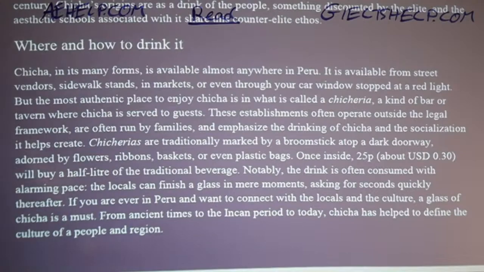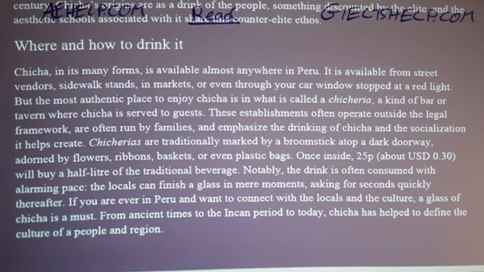These establishments often operate outside the legal framework, are often run by families, and emphasize the drinking of chica and the socialization it helps create. Chicarias are traditionally marked by a broomstick atop a dark doorway, adorned by flowers, ribbons, baskets, or even plastic bags.